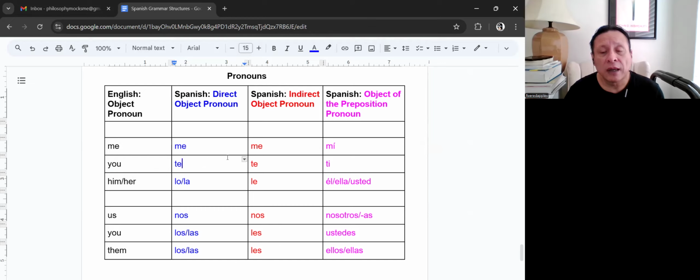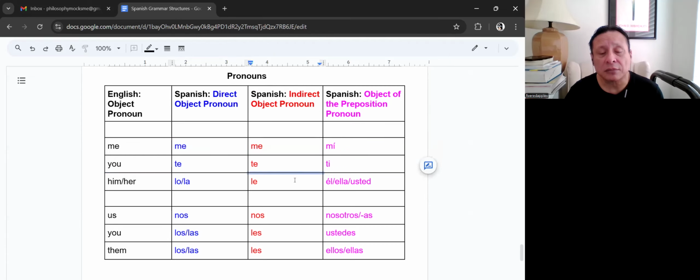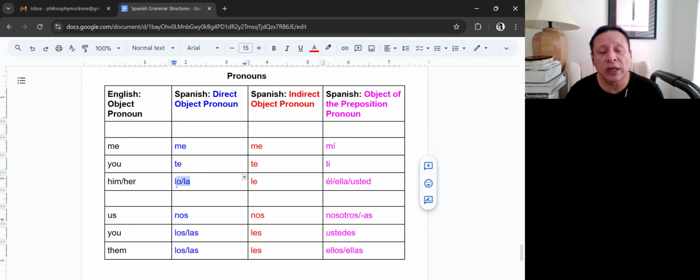Okay. And then when you get to the object of preposition, you just change the e to the i. So it's me, ti. This is not a problem. Me, te, mi, ti. Then when you get to him or her for the direct object, it's lo and la. And then the indirect is le, right? The e is basically the sign of the indirect object. Okay. And then the object of preposition is easy.